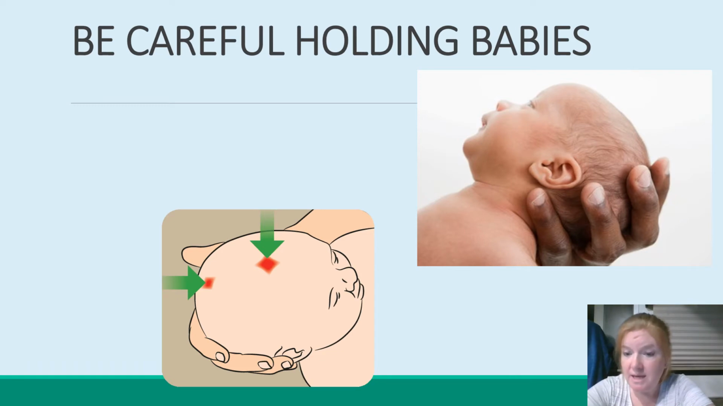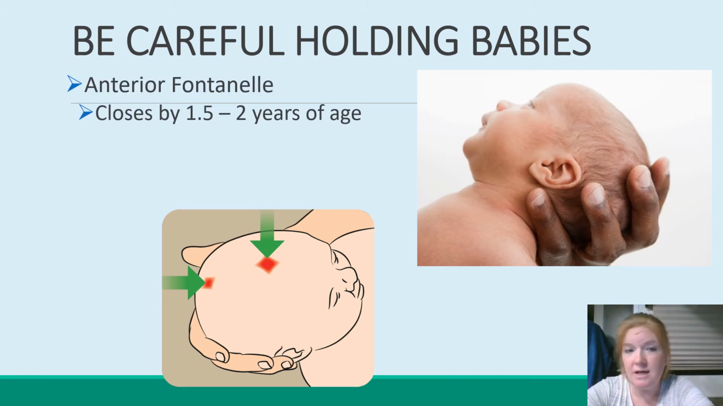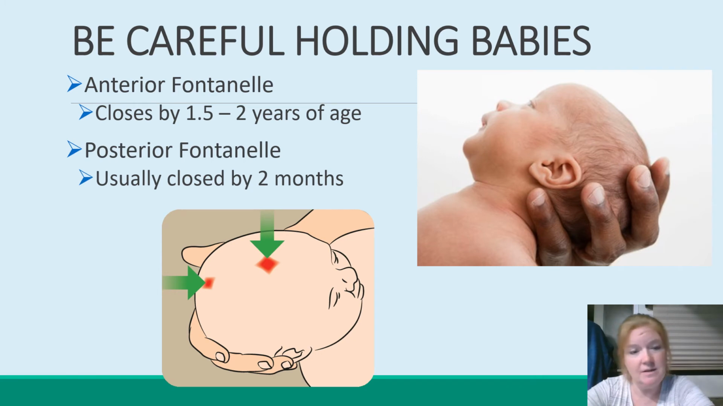So it's important to be careful holding babies. You don't want to put pressure with your fingers right into the fontanelle. When lifting up a baby from the back, cup your hand around the back so that you aren't putting finger pressure digging into the posterior fontanelle or around to the anterior fontanelle. Be very careful. The anterior fontanelle is larger and it's going to close by around 1.5 to 2 years of age. The posterior fontanelle is smaller and it usually closes by around 2 months of age.